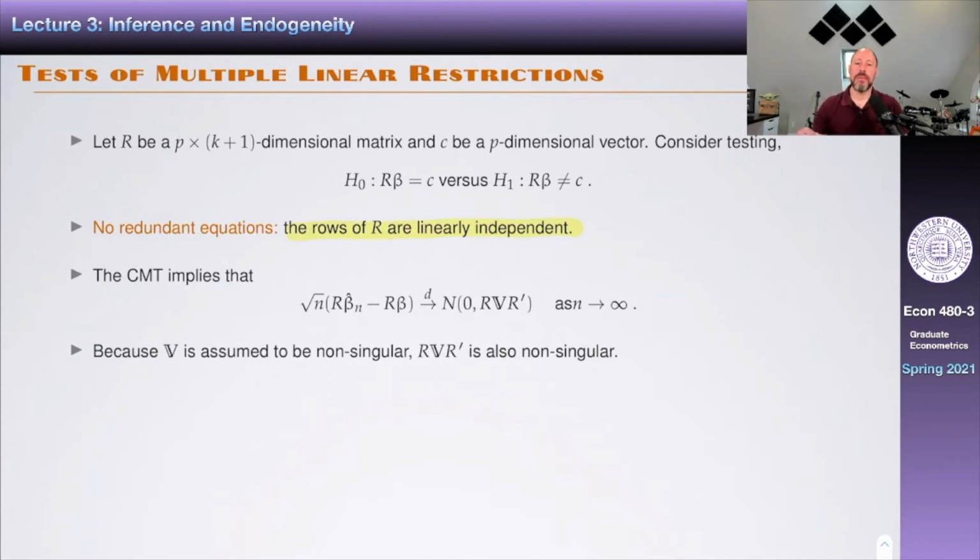So you're not saying beta 1 plus beta 2 is equal to 1, and 2 beta 1 plus 2 beta 2 is equal to 2, which is exactly the same thing, right? So you're not doing that. Every single row of R is a different restriction. So we're going to assume that the rows of R are linearly independent.